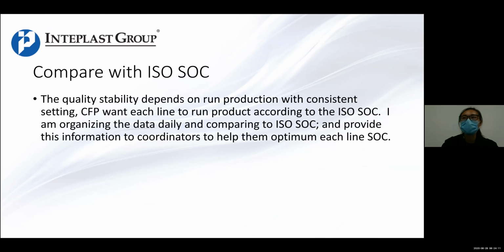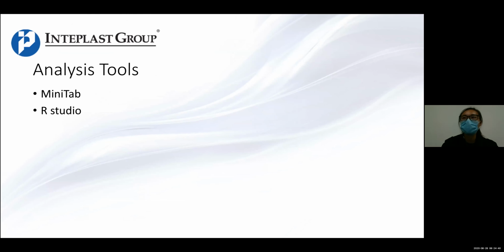Because my supervisor said the quality stability depend on run production with consistent setting. CLB want each line to run product according to ISO SOC. So I need to organize the data daily and compare to ISO SOC and provide this information to coordinators to help them obtain each line SOC. If there are enough data, I will do some exercises for SOC. Usually I use two tools, Minitab and RStudio.